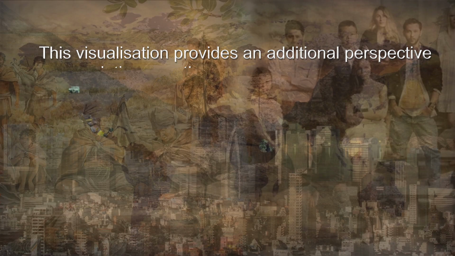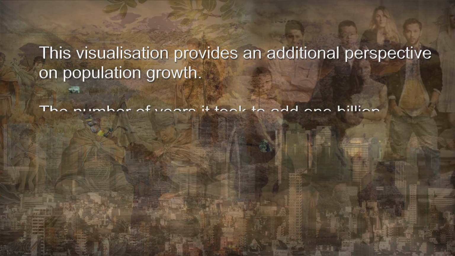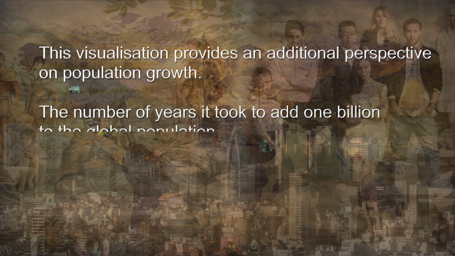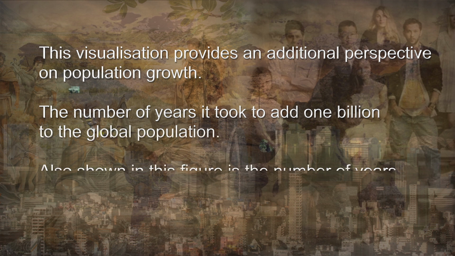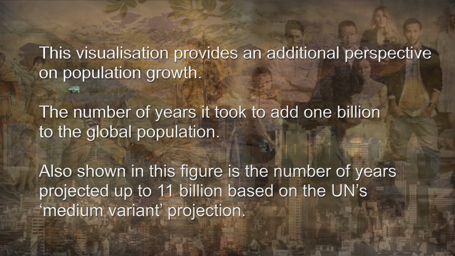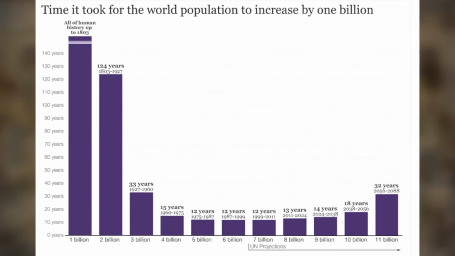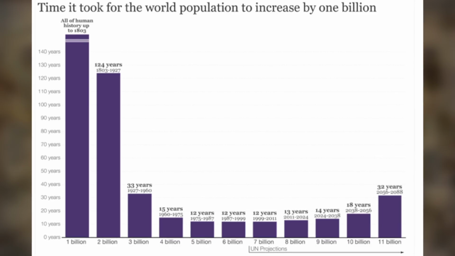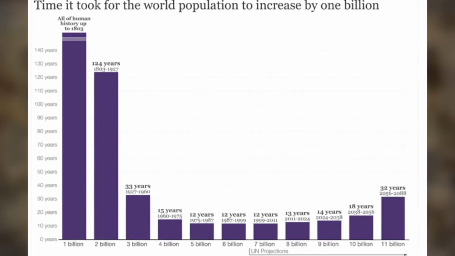How long did it take for the world population to increase by 1 billion? This visualization provides an additional perspective on population growth: the number of years it took to add 1 billion to the global population. Also shown in this figure is the number of years projected up to 11 billion, based on the UN's medium variant projection. The graph shows how population growth rates have changed dramatically through time.